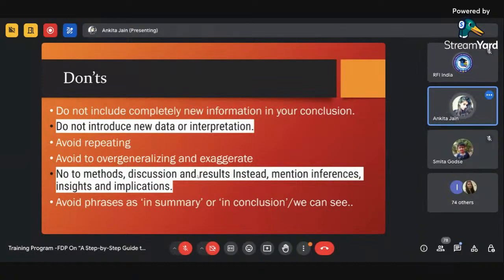Avoid phrases such as "in summary" or "in conclusion," right? We should not write that, because we are already writing the conclusion, we are writing the summary. You should not use such phrases, or "we can see," "you know it," "we know it." Instead, you can write something like "in this study," "in this research paper," or "this study talks about."